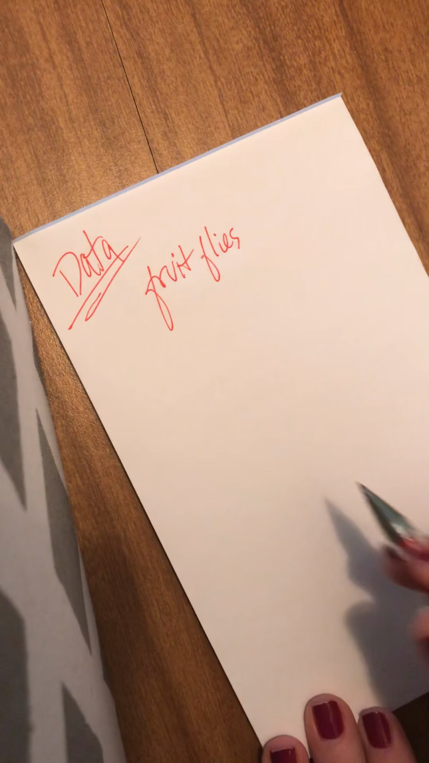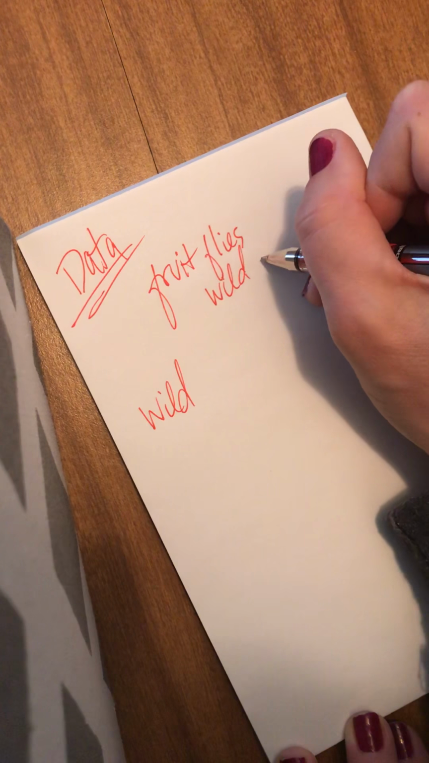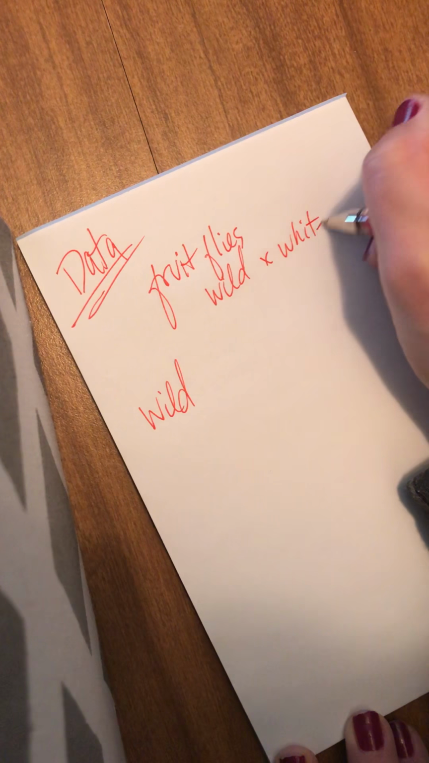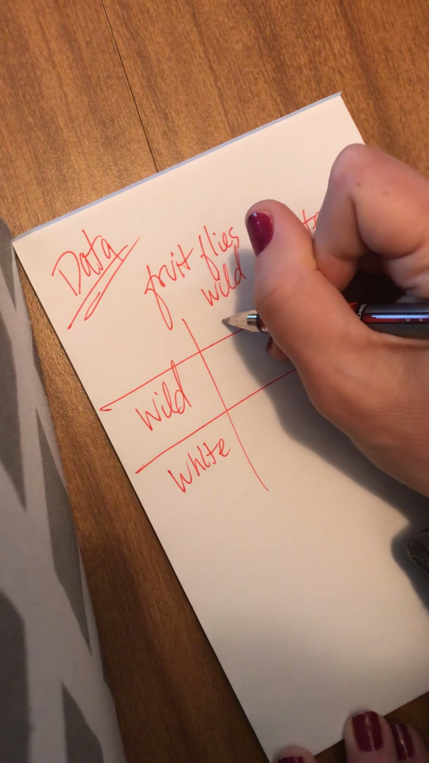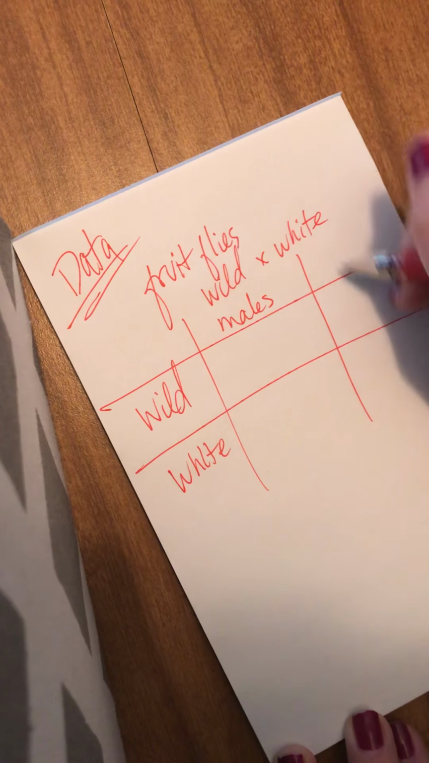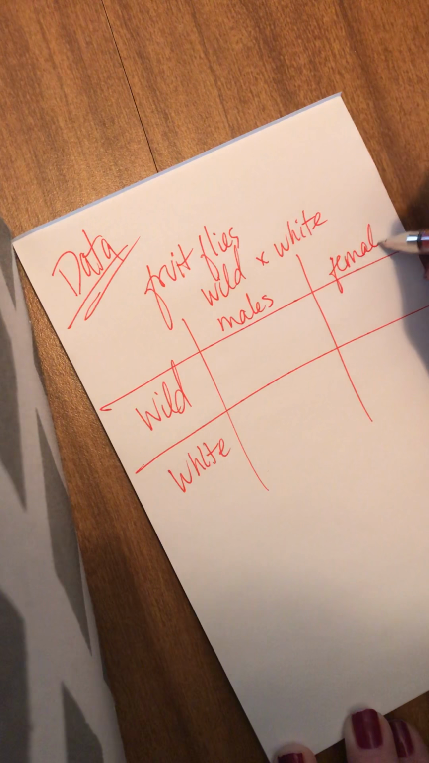So let's say that we do a cross, and we're crossing a fly that has wild eyes with a fly that has white eyes. And they give me these results. So here's wild and here's white. And let's say they separated and told me how many males and how many females have these traits. They say, all right, no males came out with red eyes, but 120 females came out with wild type red eyes. And then white, the males all came out with white eyes and the females didn't.